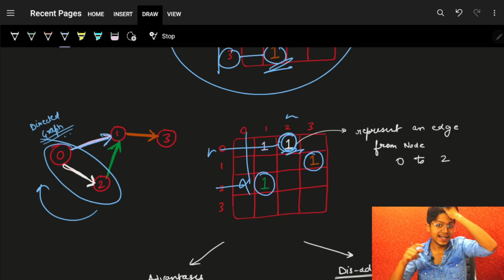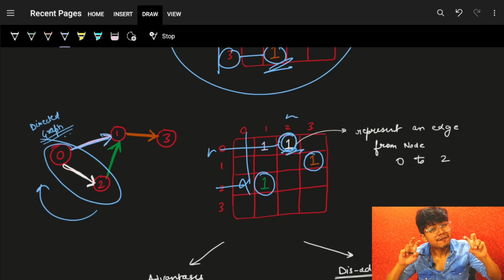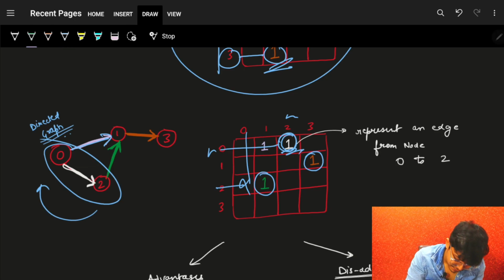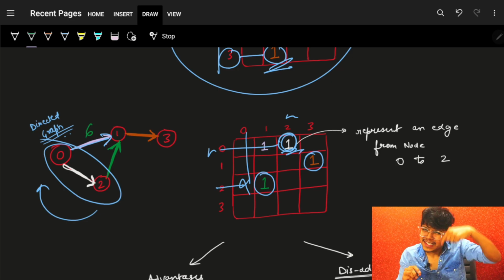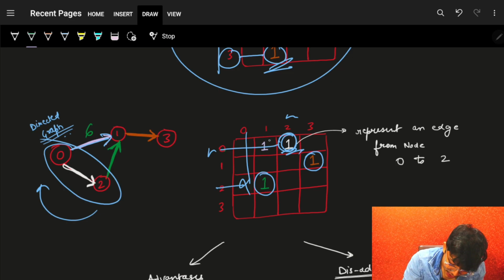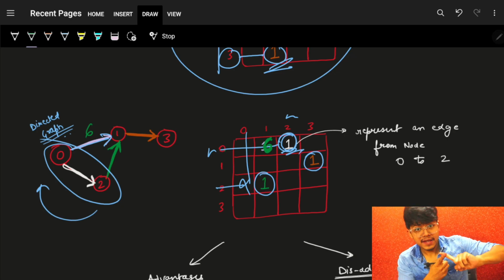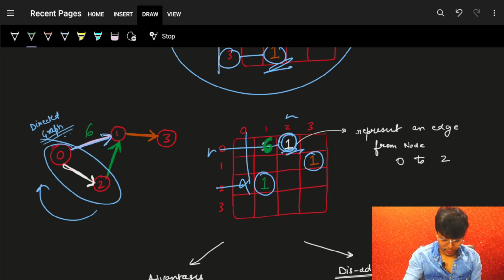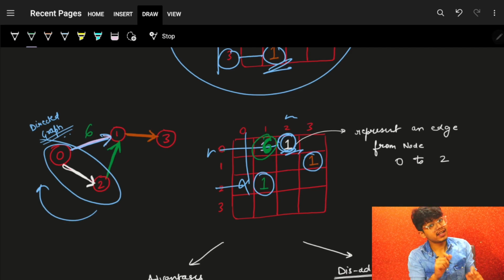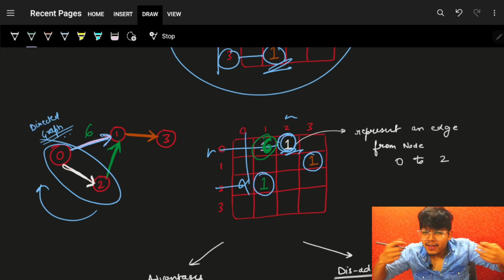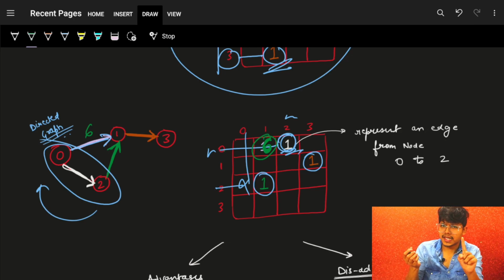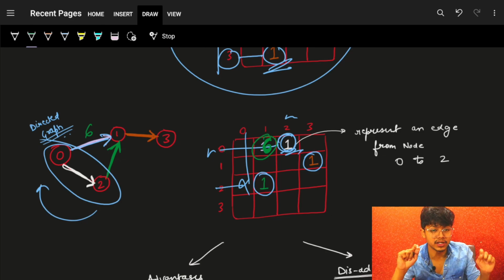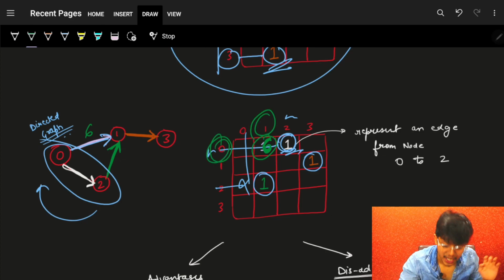In this case, it was an unweighted graph. As I told you in the last video, we can also have a weighted graph. In the case of a weighted graph, we can assign some value, let's say 6. So from 0 to 1, instead of placing a 1 right here, I can place a 6. This 6 represents that we have an edge and its weight is 6. Because it's a non-zero value, it means we have an edge, and it has some value, which means, what's the value? It's 6. 6 is the weight of that particular edge between 0 and 1.